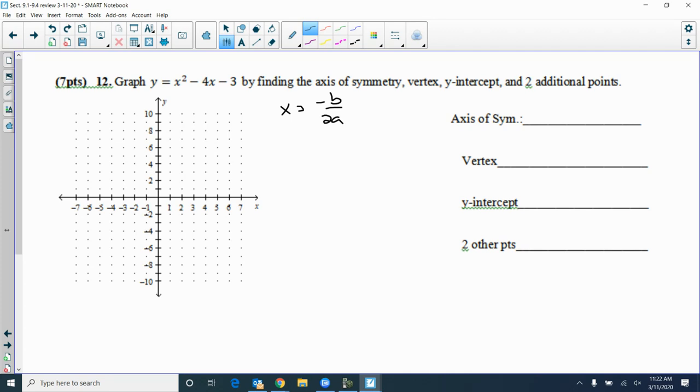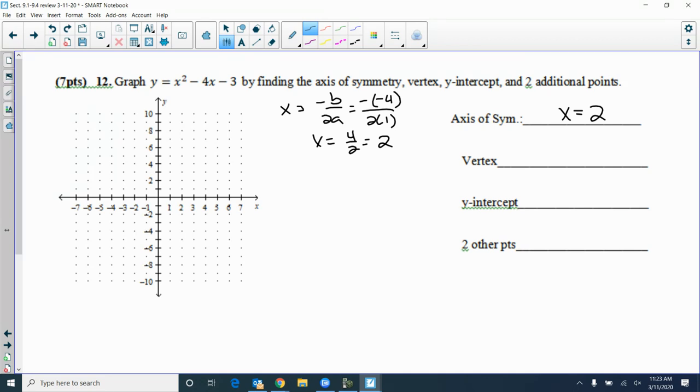All right, Nick, what goes in for b, what goes in for a? B would be -4, a would be 1. All right, so put that in there. Minus -4 over 2 times 1. Well, that gives me 4 divided by 2, which is 2. You really have to double check everything here. So under axis of symmetry, you have to write x equals 2. Not just 2, x equals 2. See where we're at? Yeah. All right, so you've got x equals 2.